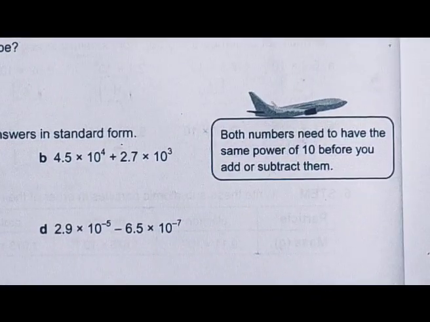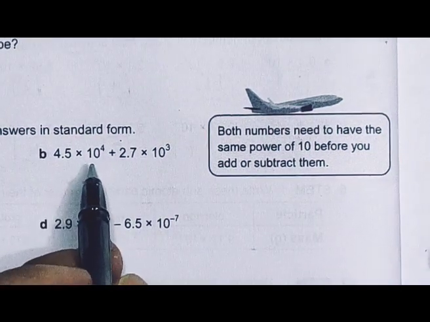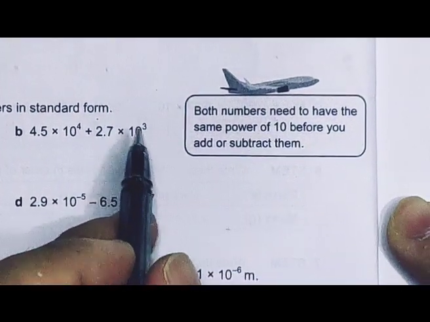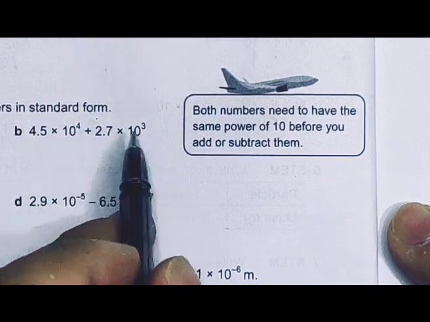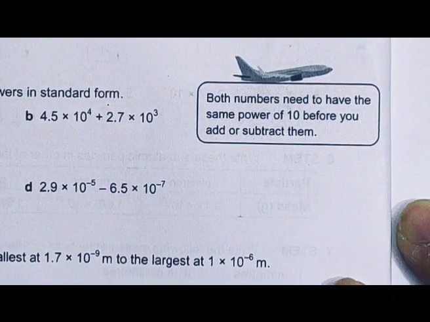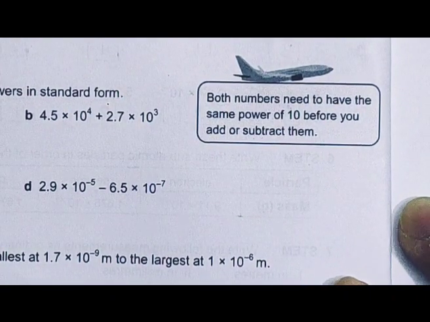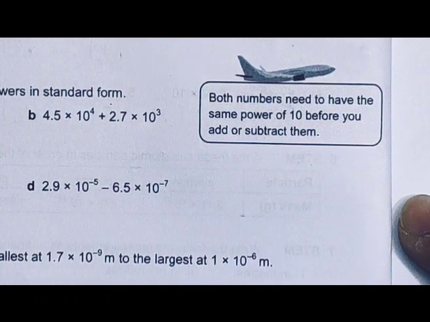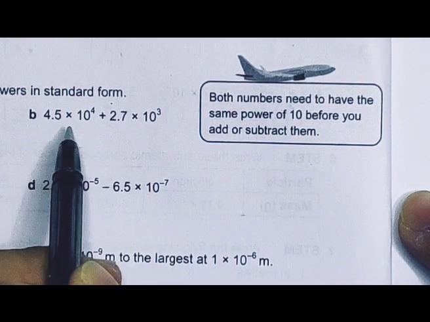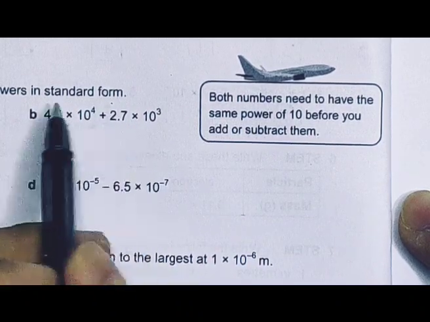Now, if I have a question like this, B, 4.5 times 10 power of 4 plus 2.7 times 10 power of 3. Here, I have different powers. Now, if I have different powers, it means I have to make them the same and then do the addition or subtraction part. As we said before, you can do this part in the calculator and this part in the calculator, and then add them. At the end, turn it into standard form.